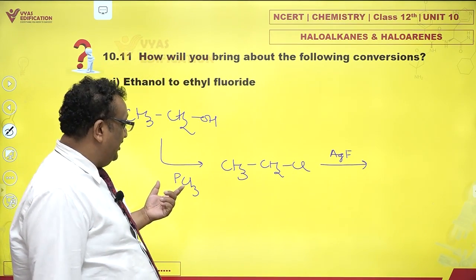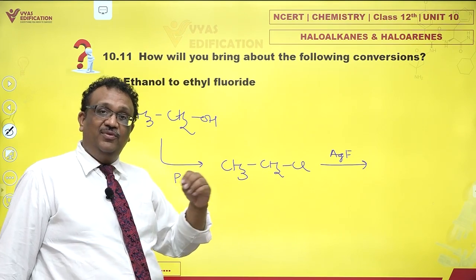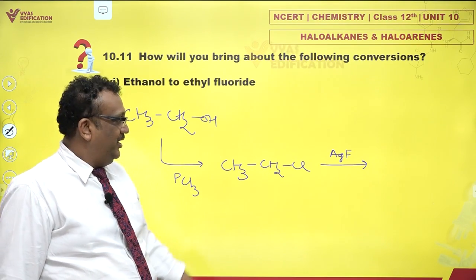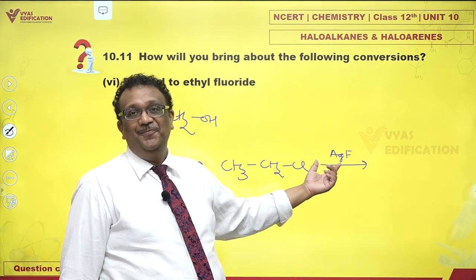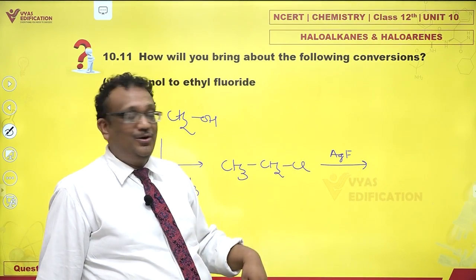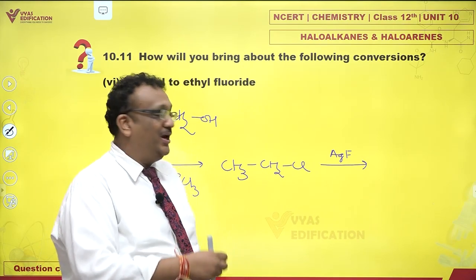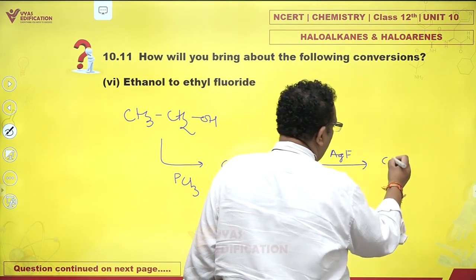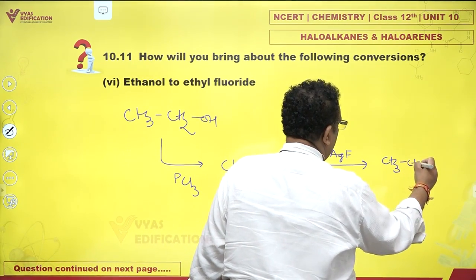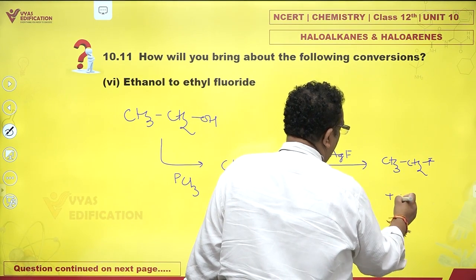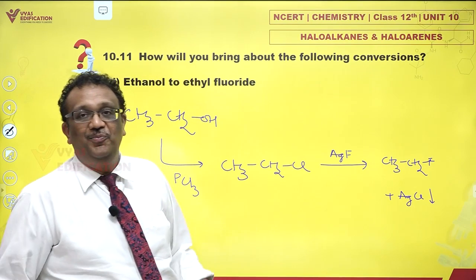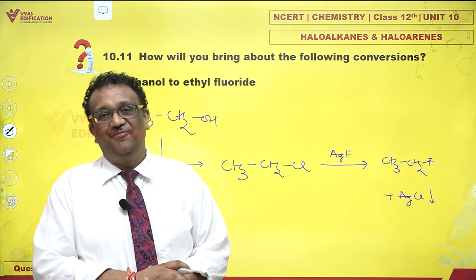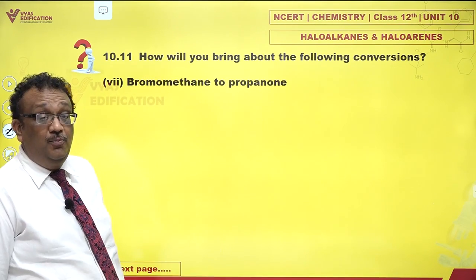Please note, if you're treating this with PF3, you get nothing. PF3 is pretty inert, it won't react. But now you treat this. AgF is water soluble, while AgCl is not. So AgF will release fluoride ions, and now you can have a substitution CH3CH2F, and AgCl will simply precipitate out. That would be a beautiful method for substitution.